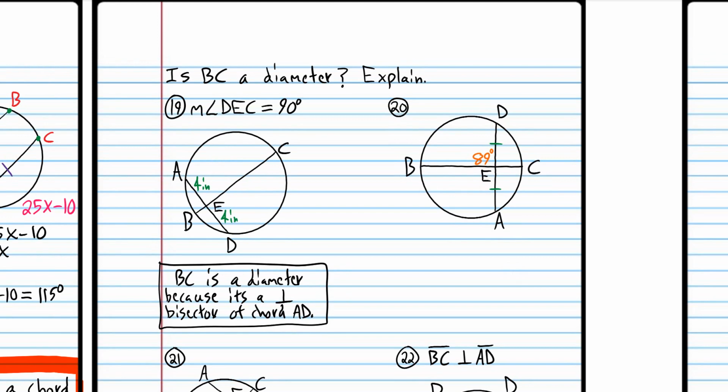Chord BC, that bisects DA. Do you see why? Because those green tick marks. That means this length is equal to this length, and so BC bisects AD. But when you look at the angle between those, 89 degrees, you see that it's not a right angle. It's not 90 degrees. So that means even though BC bisects DA, it's not a perpendicular bisector.